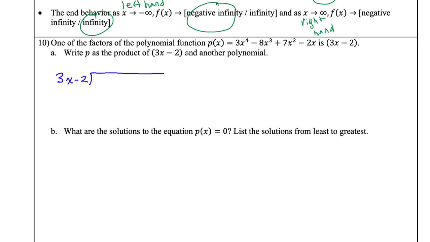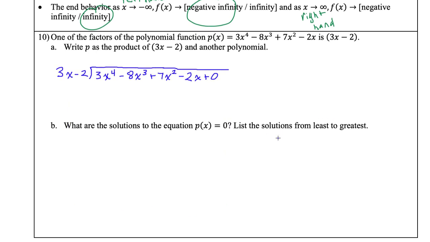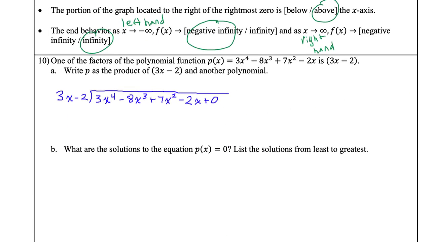3x minus 2 goes into this polynomial: 3x to the power of 4 minus 8x to the power of 3 plus 7x squared minus 2x plus 0, technically, because you need a placeholder wherever you don't have a term that is descending. If I didn't have any x cubed term, I'd have to put a 0x cubed here. I'm going to go through this slowly at first, but then faster and faster, and I'm realizing I'm going to need a lot of room, so I kind of made a mistake when writing this practice. And I apologize. All right, let's go ahead.